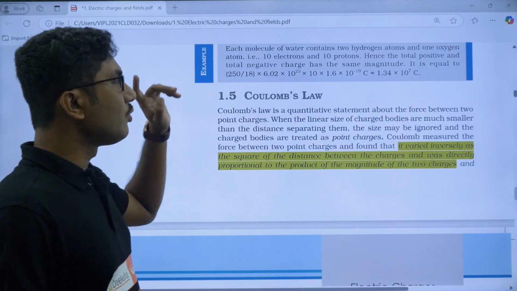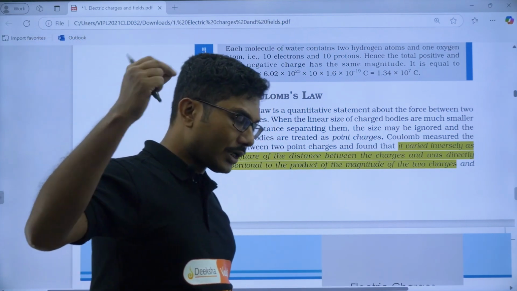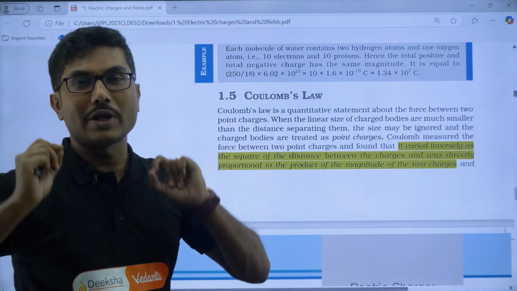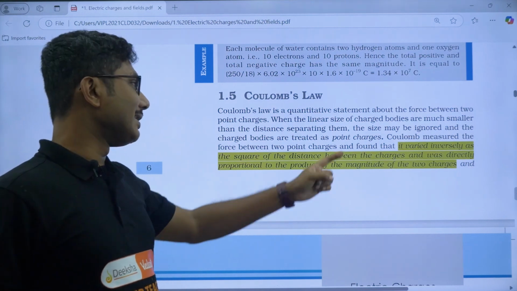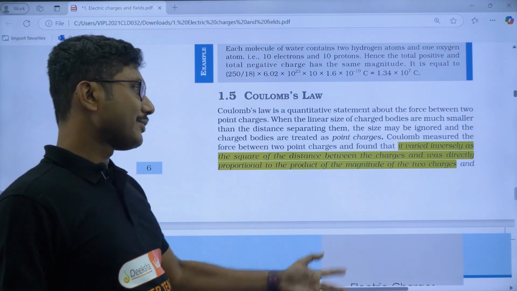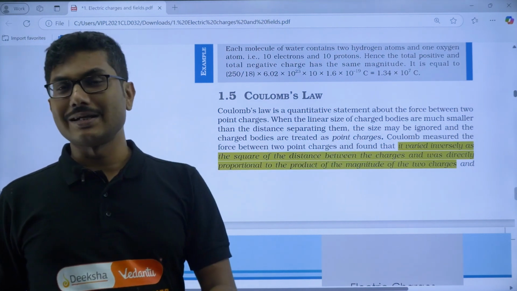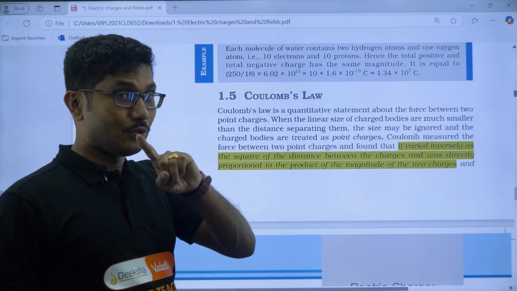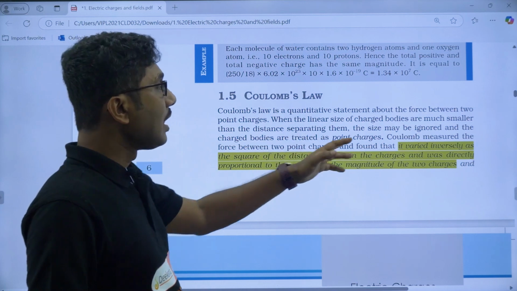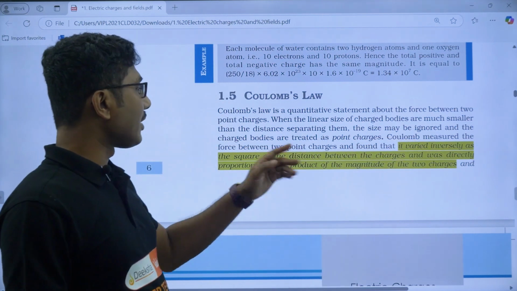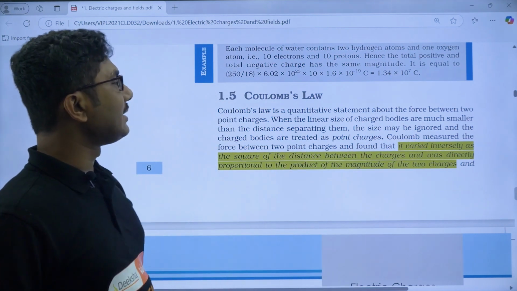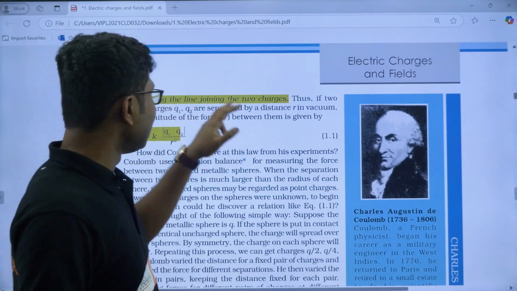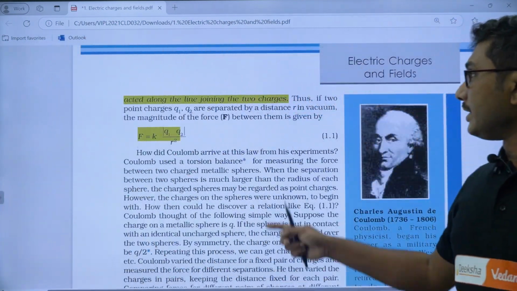Okay, now the Coulomb's law statement. I only want to write Coulomb's law from NCERT, so this is the statement. They have started with distance first and charges later, but you can write the charges first and distance later as well. It varies inversely as the square of the distance between the charges and is directly proportional to the product of the magnitude of the charges, and this force acts along the line joining the two charges.